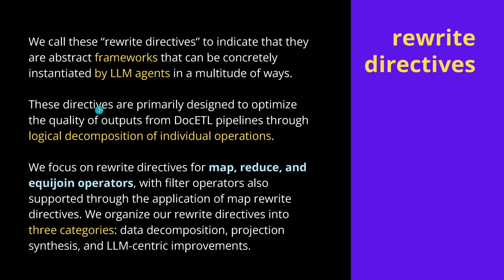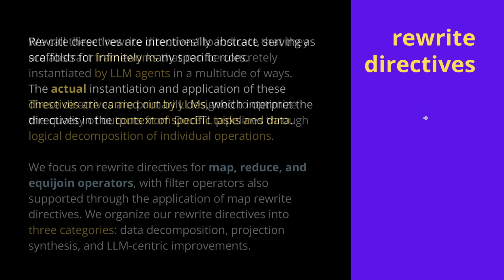So the authors go on more precisely. These directives are primarily designed to optimize the quality of the outputs from the DocETL pipelines through some logical decomposition of individual operations. And we focus on rewrite directives for our map, reduce, and equijoin operators, with filter operators. And we can organize our rewrite directives into 3 categories. They have data decomposition, we will look at this. Projection synthesis and LLM-centric improvements we will also have a look at, with a simple example.